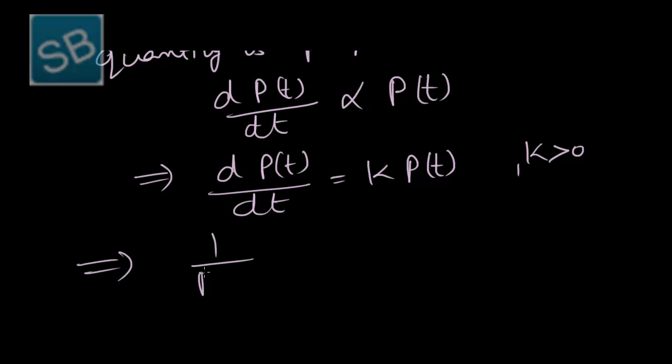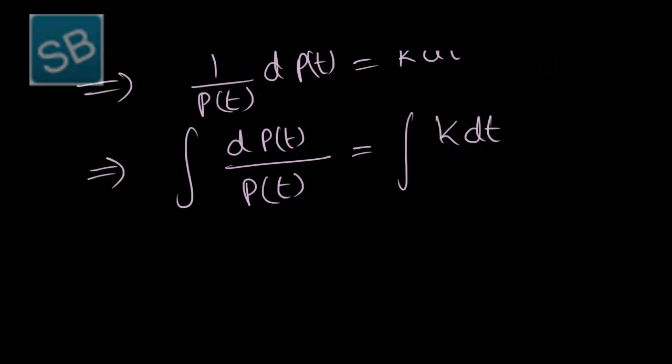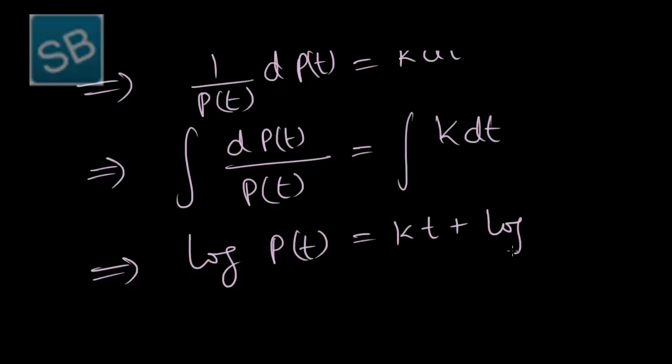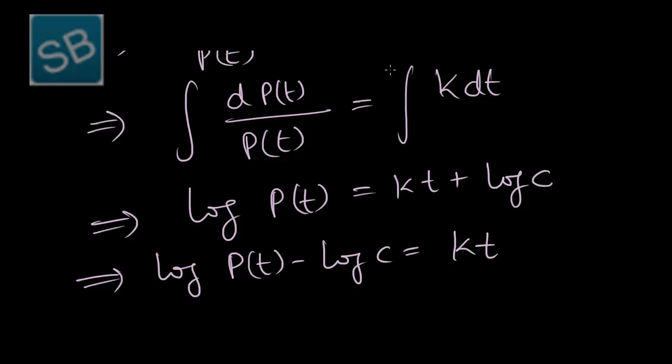So here we will take 1 by P of t, d of P of t is equal to k dt by variable separable method. So we get on integration, d of P of t, derivative of function in the denominator is a function. So we get log of P of t, which is equal to kt plus log c. So we take the log term on the left hand side to make the problem easy. So we get log P of t minus log c is equal to kt. So log m minus log n becomes log m over n.